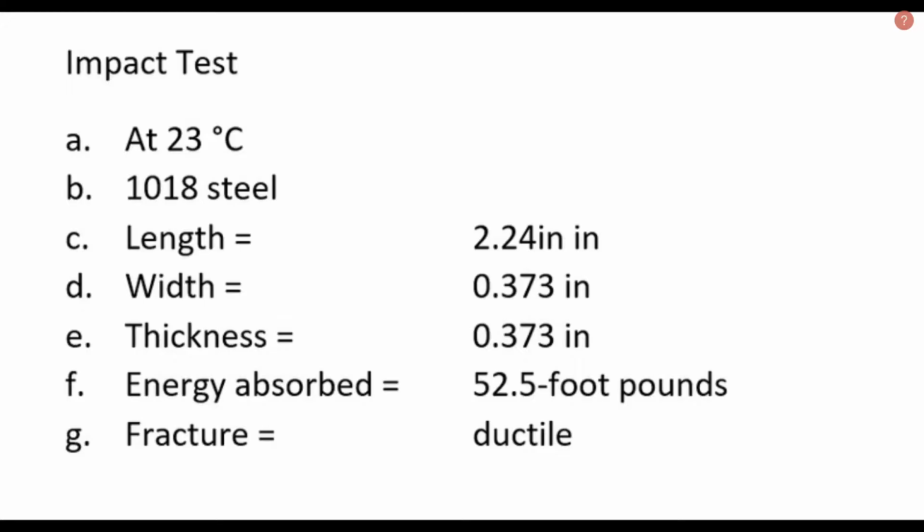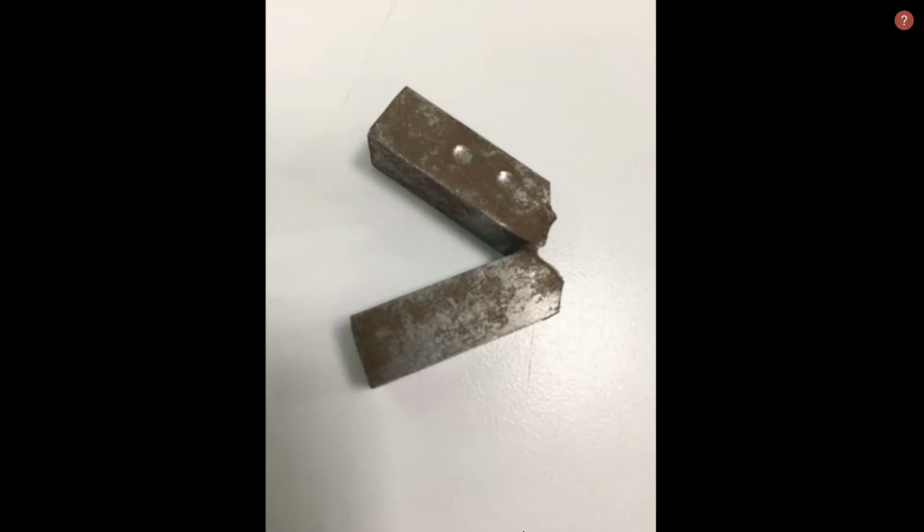Once I was done with the bakelite covered piece, I started working with the Sharpie piece. From this test, I obtained the next results. At 23 Celsius, the 1018 steel piece with 2.24 inches in length, 0.37 inches in width, and 0.37 inches in thickness absorbed a total of 52.5 foot-pounds, showing a ductile fracture.